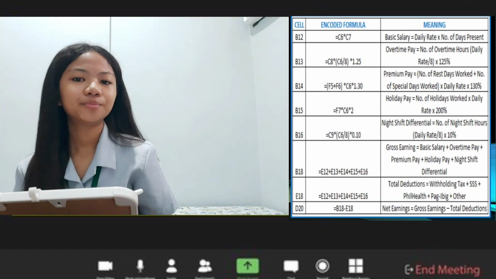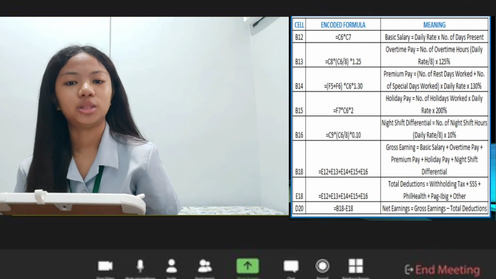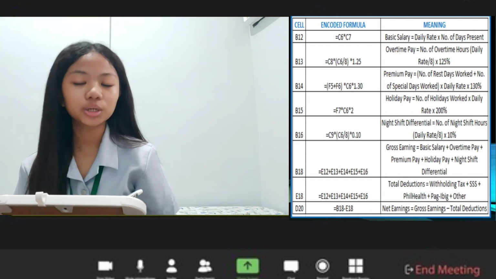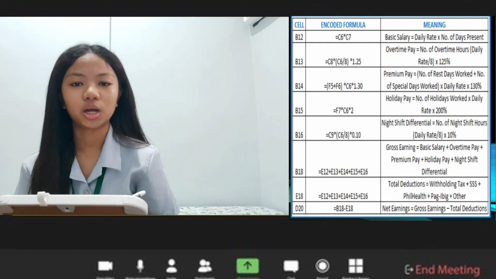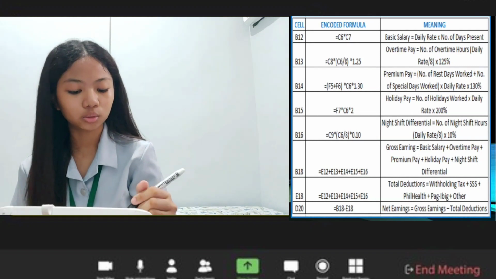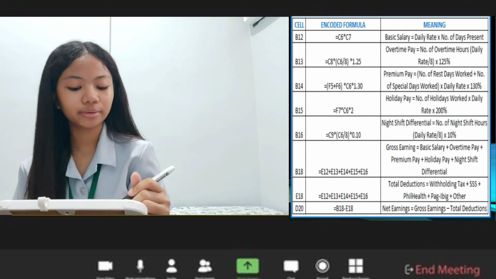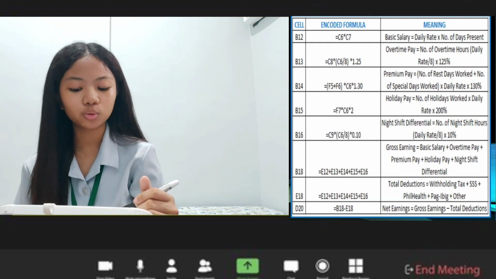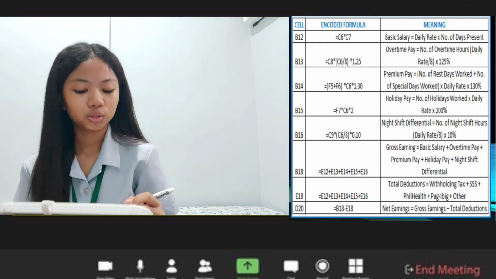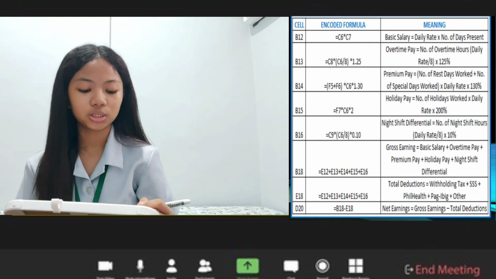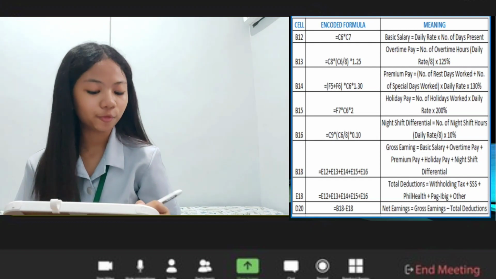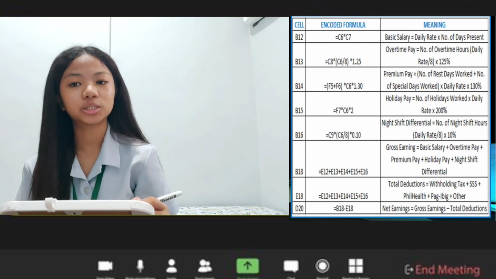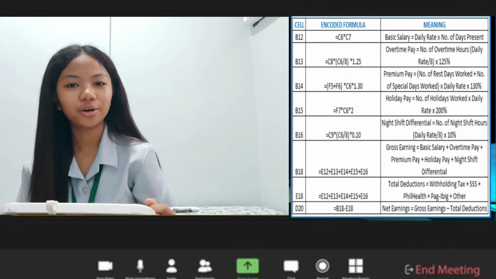So lastly, we will compute for the net earnings. It is equal to gross earnings minus the total deductions. So it is equal to 26,775 pesos minus 2,328.40. So we can get that the net earnings is equal to 24,446.60 pesos. Okay, good job.